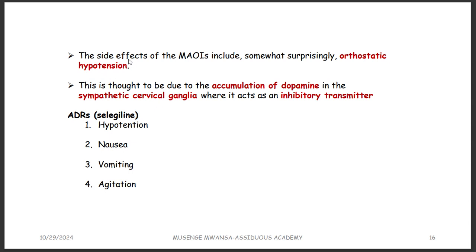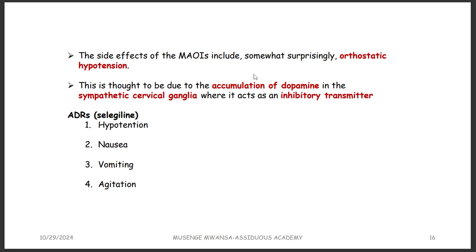And how do they cause a drop in blood pressure? Remember, these guys are inhibiting norepinephrine, and norepinephrine is fight or flight, right? So that guy increases blood pressure. So if you inhibit what increases blood pressure, you are going to have low blood pressure. But this is specifically when you are standing.